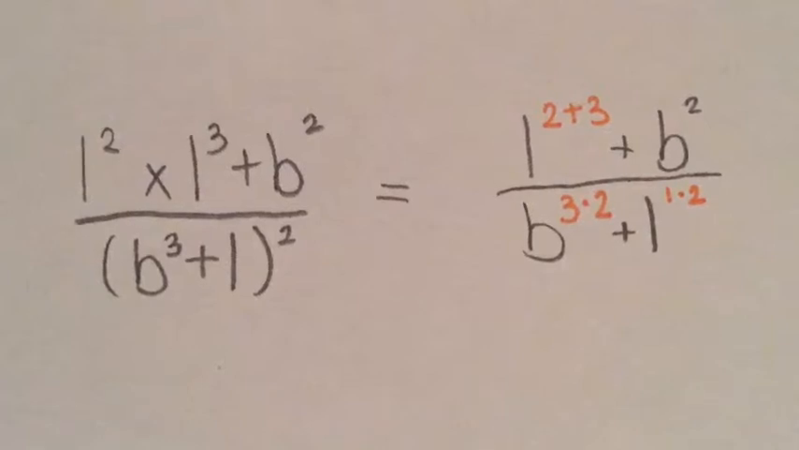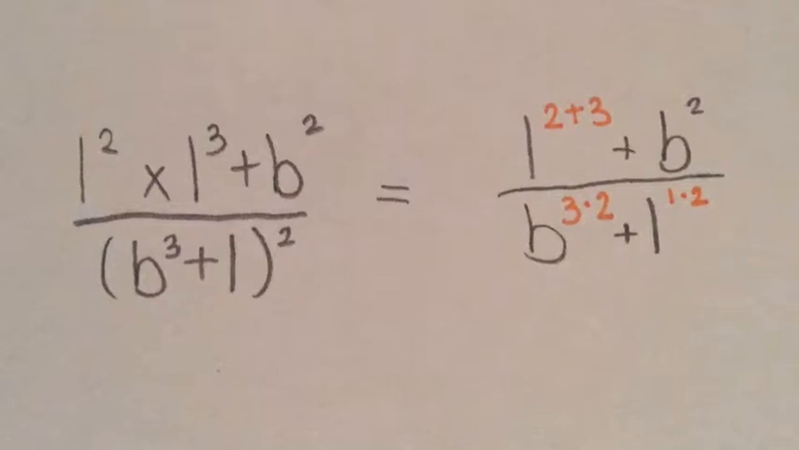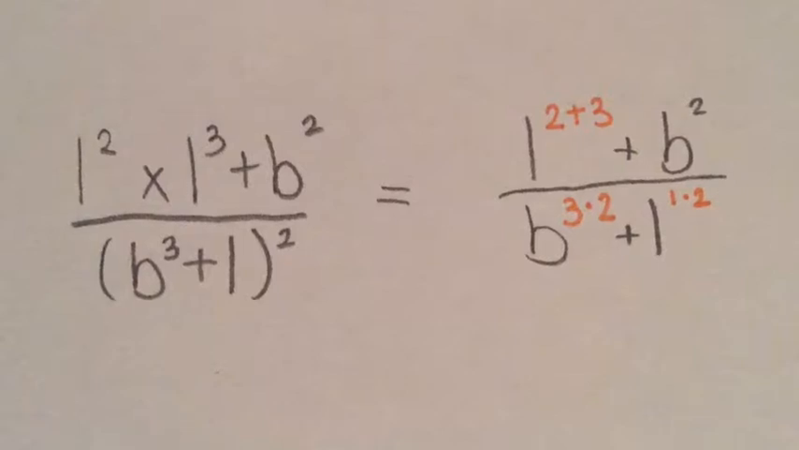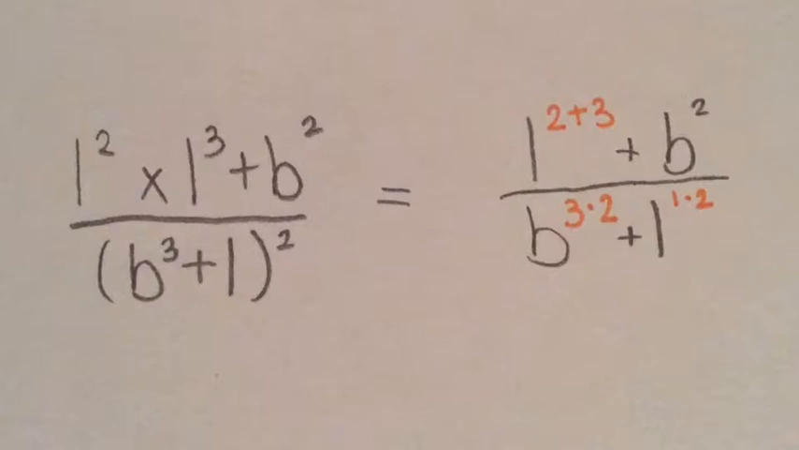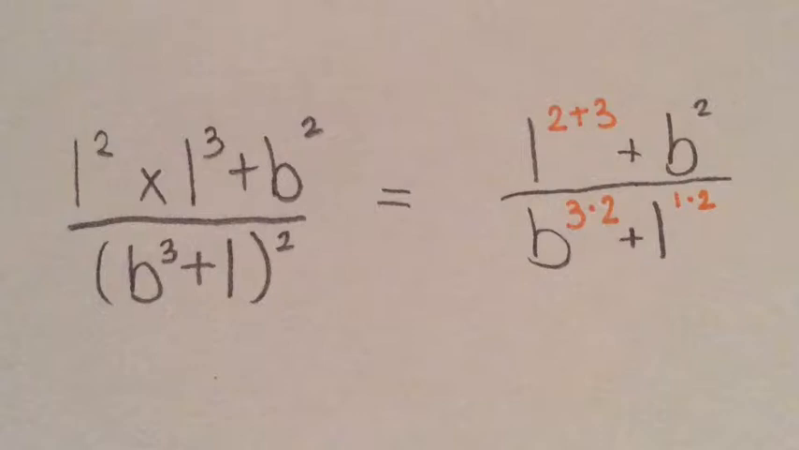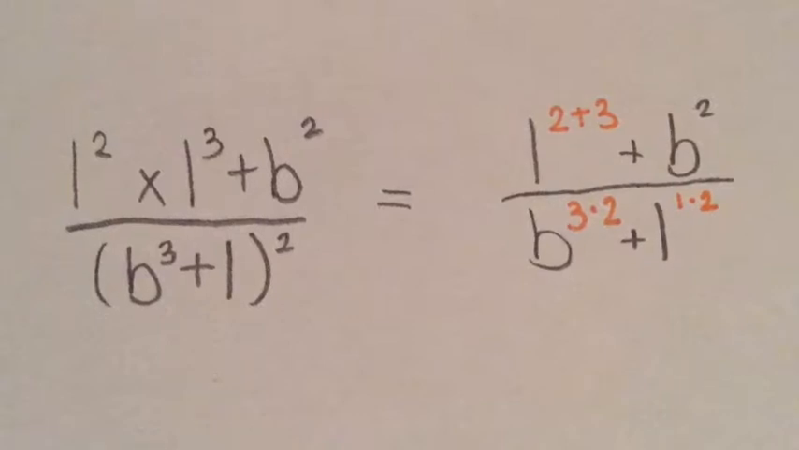Your next step is to look at the bottom of the equation. b cubed plus 1 is inside of the brackets. You are going to take the squared that's on the outside of the brackets and apply it to everything on the inside of the brackets. I took b cubed and multiplied its exponent cubed by squared, which is on the outside of the bracket.